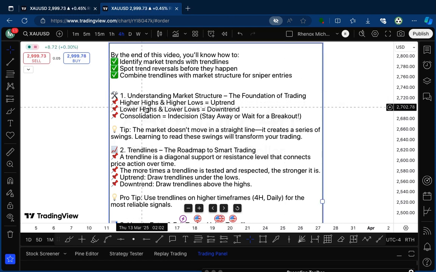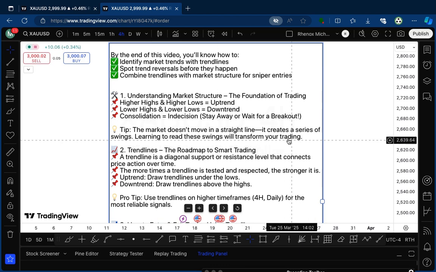Now we have higher highs and higher lows being created in an uptrend, while in a downtrend we have lower highs and lower lows being created, giving us a wonderful downtrend movement. While in a consolidation we have indecision, which is a situation whereby buyers and sellers are not sure of which price they want to auction for. So that is when we have indecision in the market, and at that time it is most advisable to stay away from the charts, or you simply wait for a breakout in either direction.